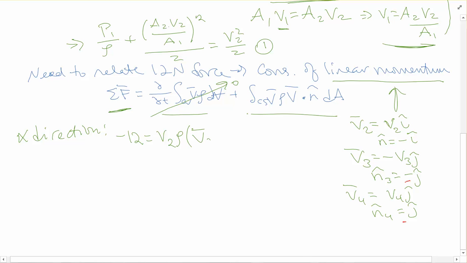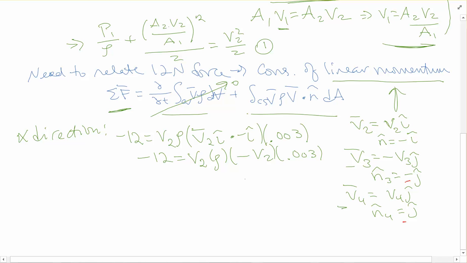So if we have that, we'll have v2 i dotted with negative i. And then we need times the area. Now the area at point 2 is 0.003, so just write that in. So that is going to leave us with negative 12 equals v2 times rho times negative v2 times 0.003. Alright. And again, we're not using this v3 and this v4 because those are in the y direction. So we don't have any forces in the y direction, so we don't need to worry about those.